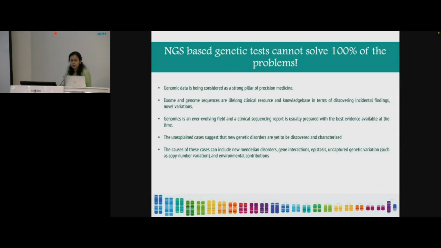because genomic data is being considered as the strongest pillar of precision medicine. Exome and genome sequences are a lifelong clinical resource and knowledge in terms of discovering incidental findings and novel variations. Genomics is an ever-evolving field, and a clinical sequencing report is usually prepared with the best available evidence at the time of reporting. So the unexplained cases suggest that new genetic disorders are yet to be discovered and characterized. The causes of these cases can include new Mendelian disorders, gene-gene interactions, epistasis, epigenetics, uncaptured genetic variations, some difficult to sequence regions in the genome, and some environmental contribution. So you need to understand these factors.